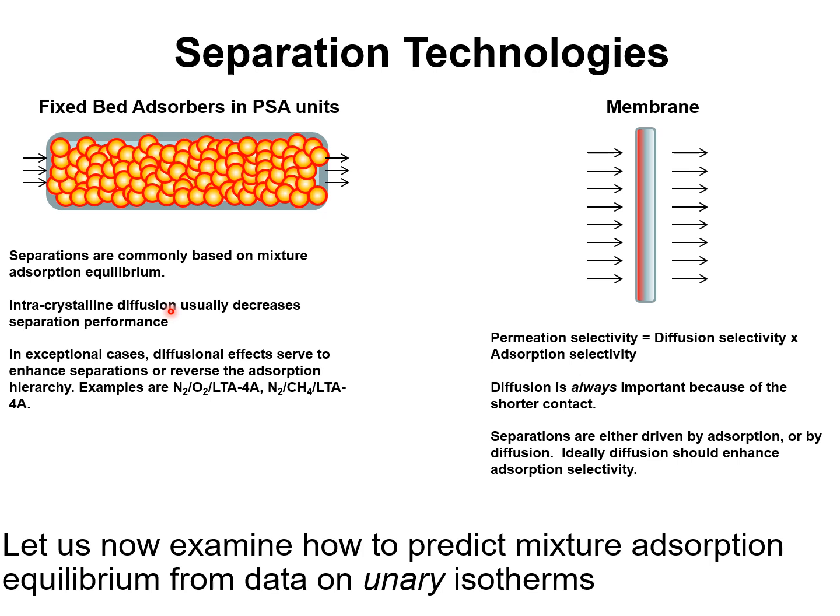The intracrystalline diffusion of gas molecules usually tends to decrease the separation performance, and in some cases, the intracrystalline diffusion effects may be used to reverse the adsorption hierarchy. Such selectivity reversals are used to separate nitrogen from methane for producing natural gas to meet pipeline specifications, or to separate nitrogen from oxygen.